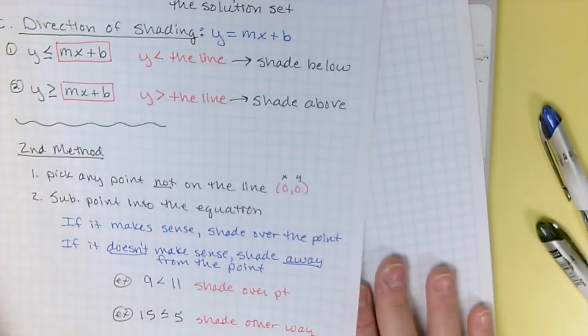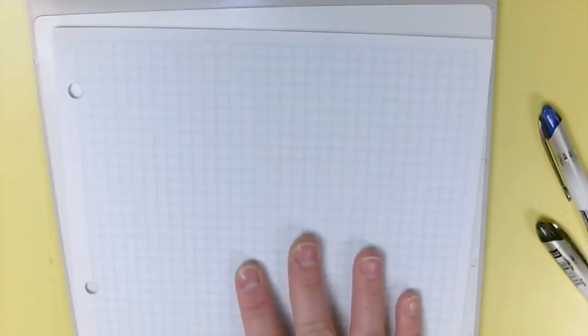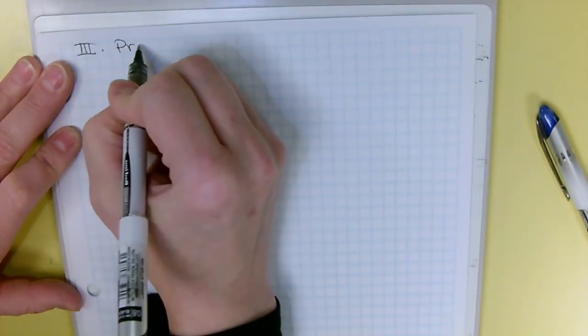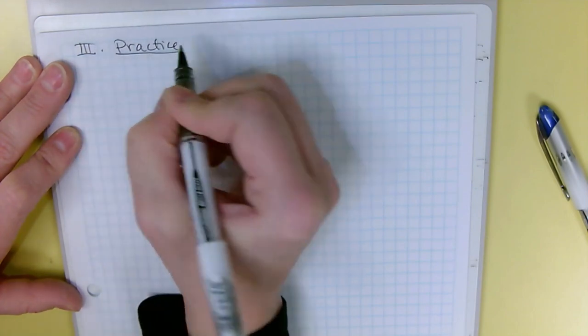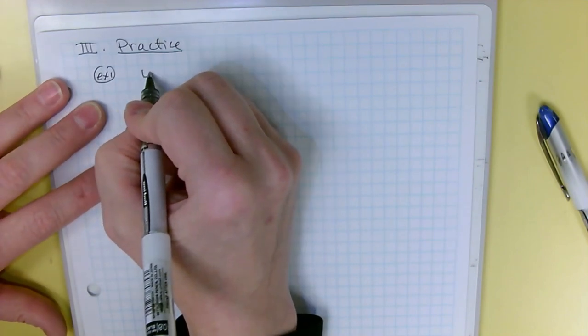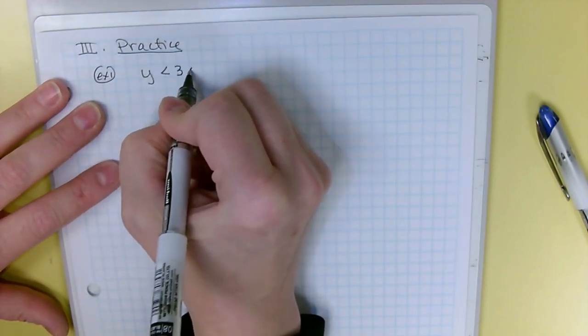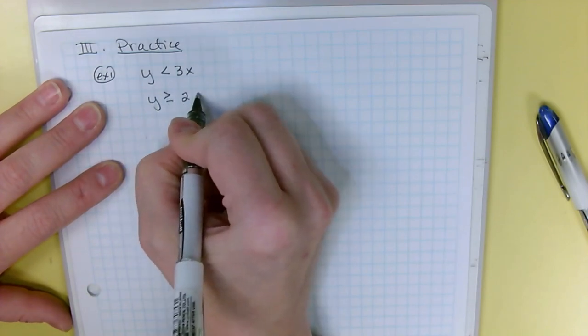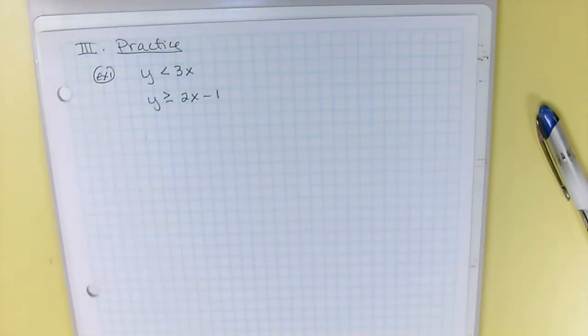All right. So let's do some practice. So Roman numeral 3. All right. So we're going to do the example. Y is less than 3x. Y is greater than or equal to 2x minus 1.